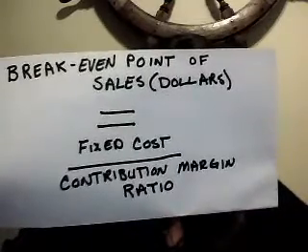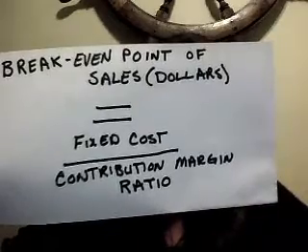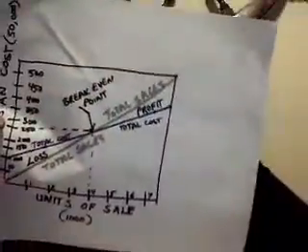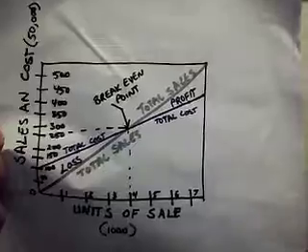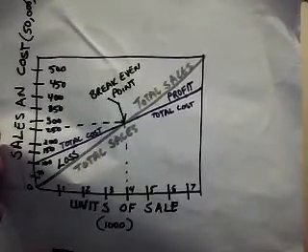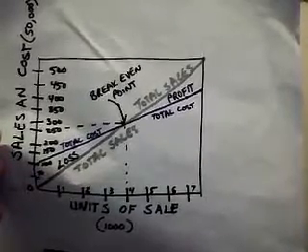These numbers calculated by the formulas allow us to find the break-even point graphically, which takes us to the graph. Here I have an example. Depending on the problem, of course, your numbers will be different. On the graph, we are able to take the intersection of the total sales line and the total cost line to find the break-even point.